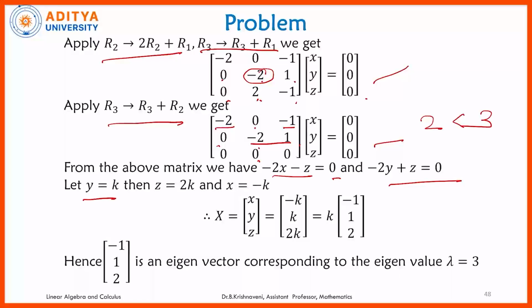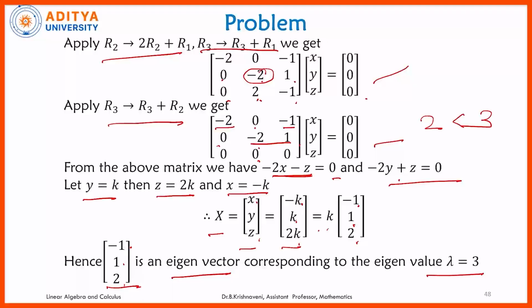Now fix one of the variables as an arbitrary constant. Let us take y is equal to k. Then by using this equation, we got z is equal to 2k, and by means of the first equation, we got x is equal to minus k. Therefore, the eigenvector corresponding to lambda is equal to 3 is given by [x, y, z] is equal to [minus k, k, 2k], that is equal to k into [minus 1, 1, 2]. So, this gives the eigenvector [minus 1, 1, 2] for the corresponding eigenvalue lambda is equal to 3.